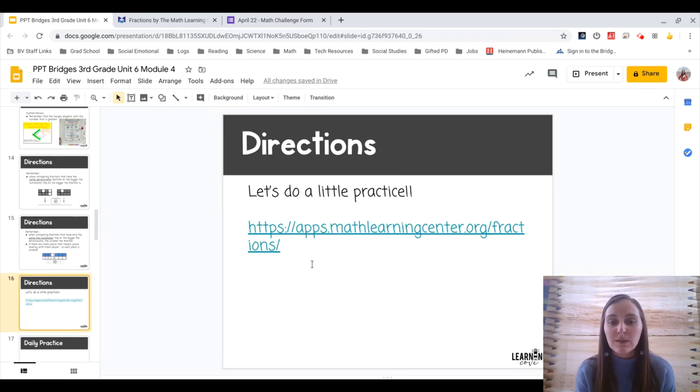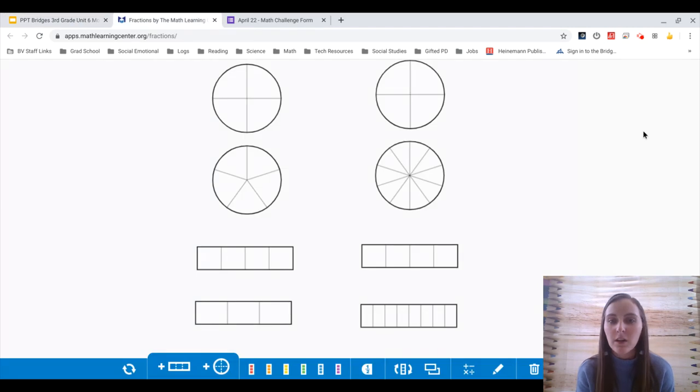Now, the last part I want to do for a little bit of practice is a super cool fractions tool that I found on the Bridges website, and I want to just practice thinking about creating and coloring our own fractions. So I have 4 that we're going to practice here. Hopefully, if this all works out okay.